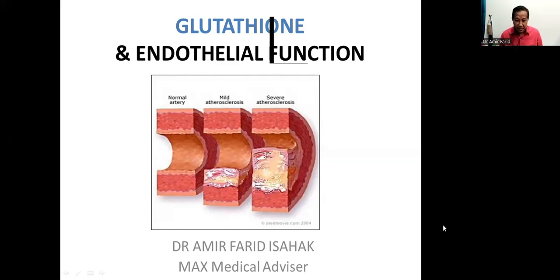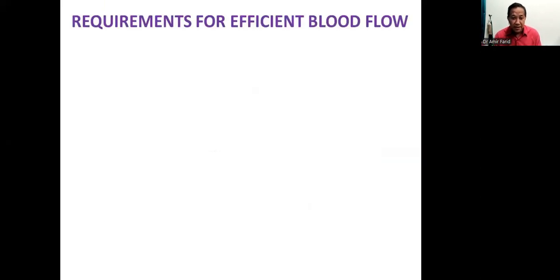Okay, so the topic is glutathione and endothelial function. Let's first consider what are the requirements for our blood flow to be efficient.